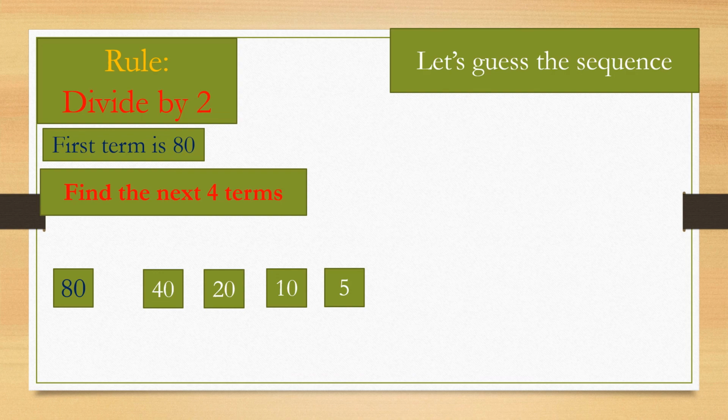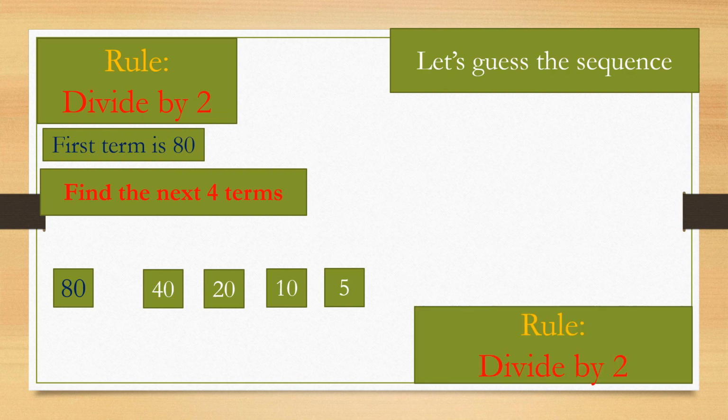So as you notice, the list here is decreasing. The numbers are decreasing because I'm dividing. This is also called a geometric sequence.